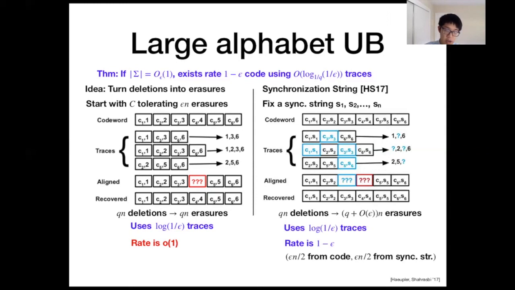So now, just like on the left side, you can do this in log 1 over epsilon traces, and you can get rate 1 minus epsilon if you take your synchronization string to be over a constant size alphabet, and you take your code word symbols to be over a slightly larger constant size alphabet. So now you have, say, epsilon over 2 redundancy from the code tolerating erasures, and then you also have epsilon over 2 redundancy from the synchronization string being attached to the code word symbols.